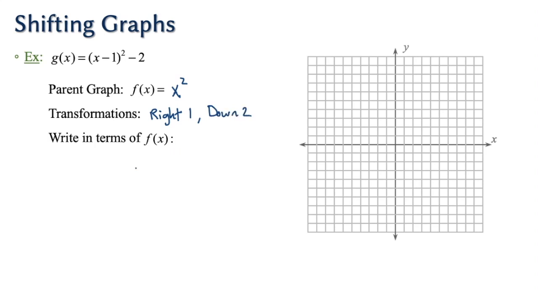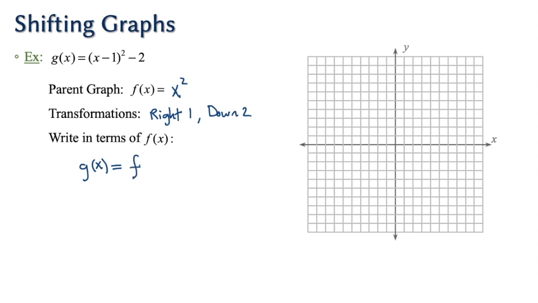Now, our last step, of course, is to write this in terms of f of x. Obviously, we've named this brand new function g of x, but what we want to do is write it in terms of f of x. So instead of talking about it explicitly like this, we want to say, well, if f of x is our parent graph, what would that look like?